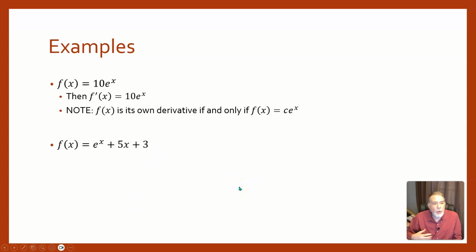Okay, one more example. What about if f of x is e to the x plus 5x plus 3? What's the derivative? Well, we take the derivative of e to the x and get e to the x, plus the derivative of 5x is 5, plus the derivative of 3 is 0.